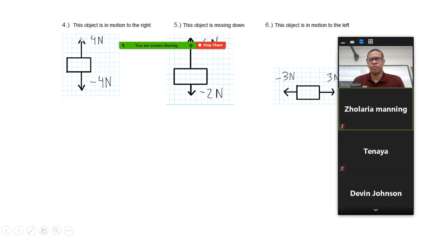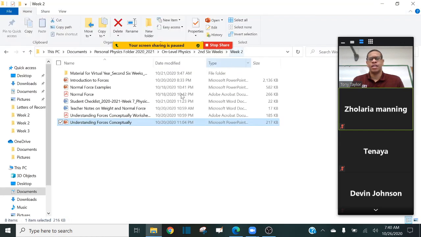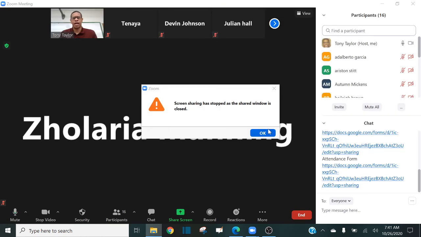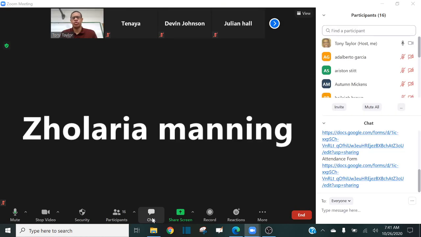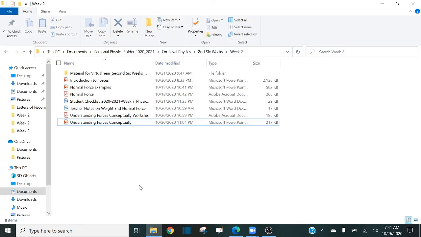Looking at number 4, it says this object is in motion to the right. Notice we have balanced forces acting on our object. There are no unbalanced forces here. So Newton's first law says that an object in motion should stay in motion. So specifically what you would say here, the object is moving at a constant velocity. Okay. And then lastly, I want to share with you guys on the review, we looked at various real world situations that you guys need to be aware of.